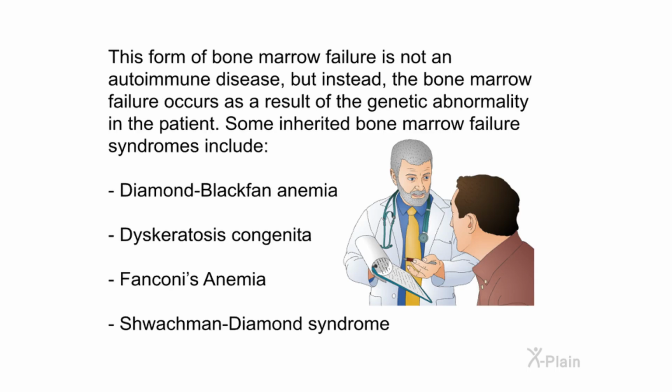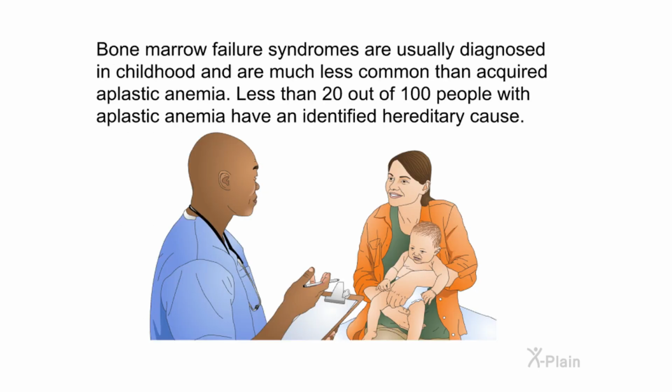This form of bone marrow failure is not an autoimmune disease, but instead the bone marrow failure occurs as a result of the genetic abnormality in the patient. Some inherited bone marrow failure syndromes include Diamond-Blackfan anemia, dyskeratosis congenita, Fanconi's anemia, Shwachman-Diamond syndrome. Bone marrow failure syndromes are usually diagnosed in childhood and are much less common than acquired aplastic anemia. Less than 20 out of 100 people with aplastic anemia have an identified hereditary cause.